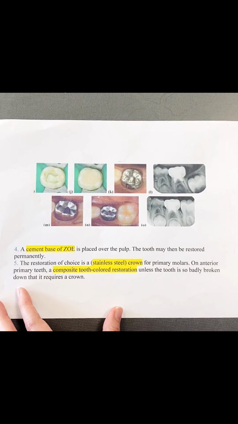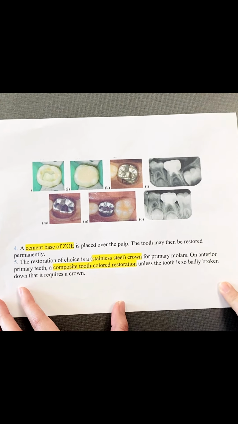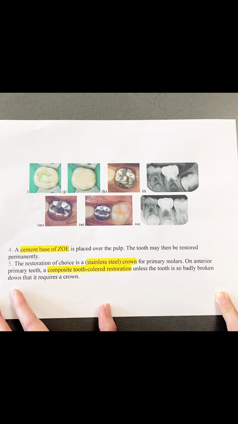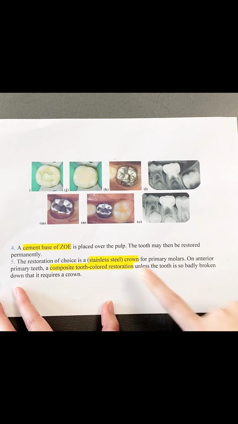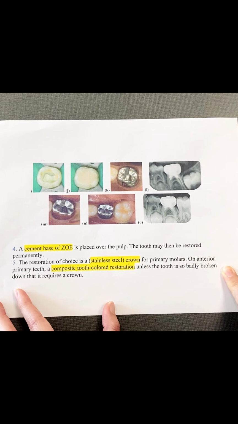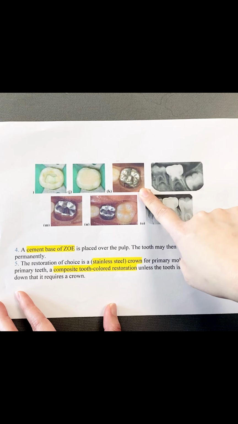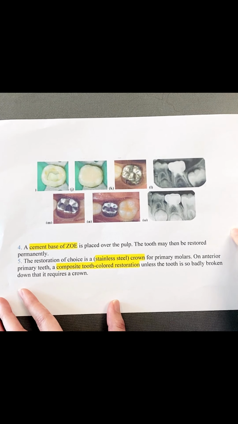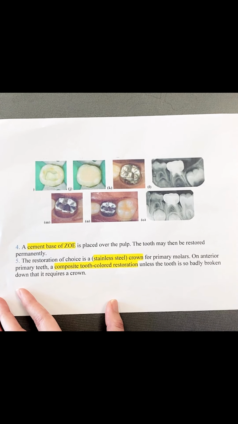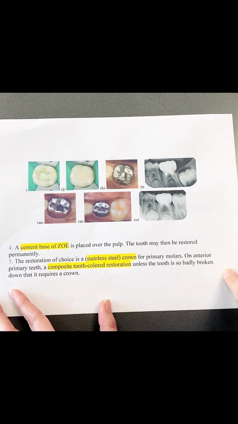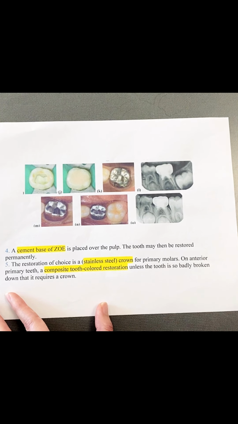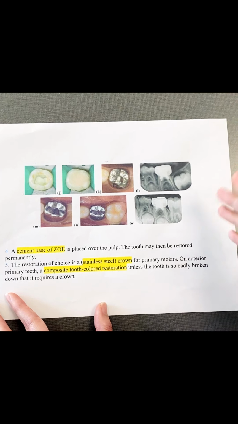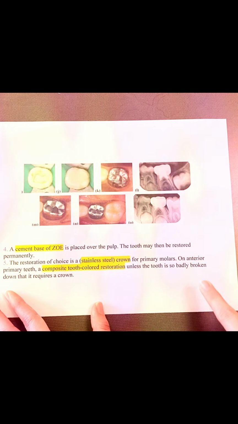Now, after that, a cement base of zinc oxide eugenol is placed over the pulp. The tooth may then be restored. If we want to use a metal prong, we're going to place it on the molars. And if for any reason we need to restore an anterior tooth, we're going to use a tooth-colored composite restoration, unless the tooth is broken down.